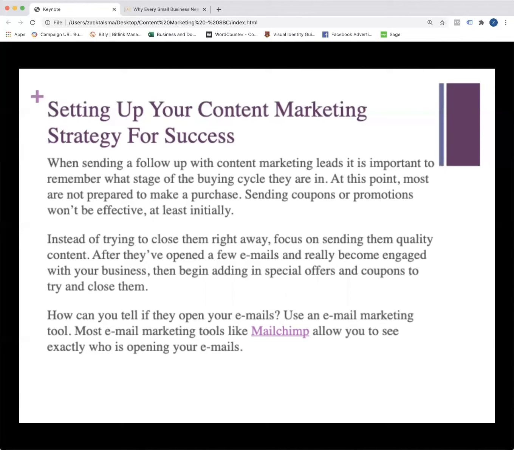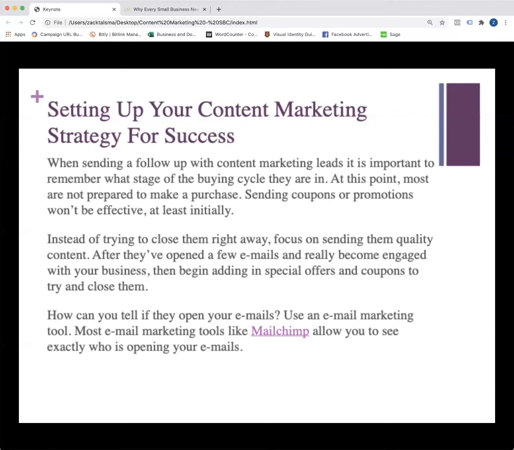So, instead of trying to close right away, send them content for the next couple of weeks, a few emails, 3, 4 emails, giving them more information, warming them up a little bit more, getting them farther down the sales cycle. And then once they're there, you hit them with an offer, a sale, come in and see us in the store, whatever the case may be. Close them once they're ready to be closed and not before.